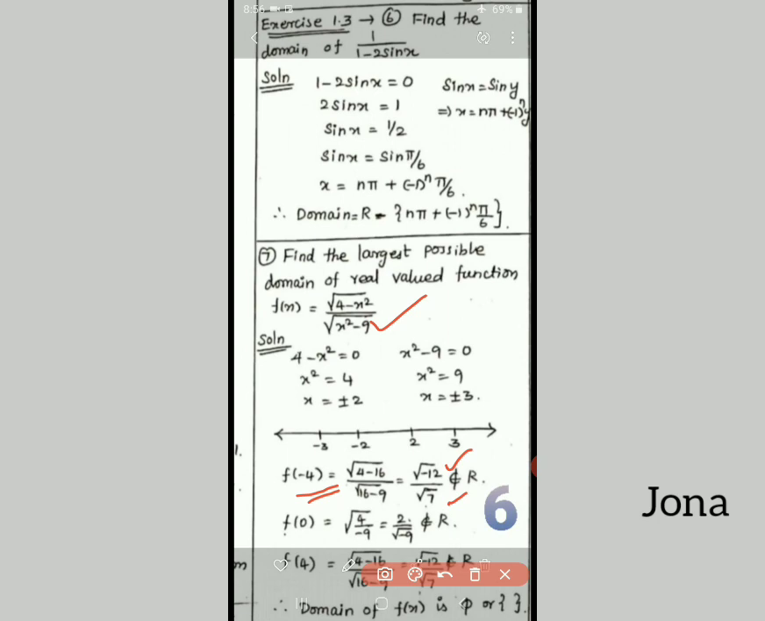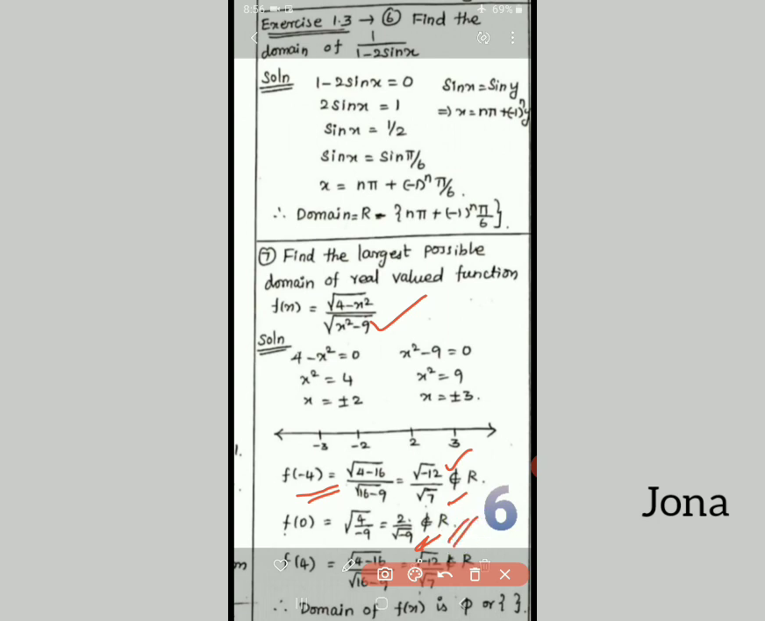And then suppose we want to take 0 here. I substitute the value of x as 0. So we got 3 by root of minus 9 here. This is also not possible, so this does not belong to R.